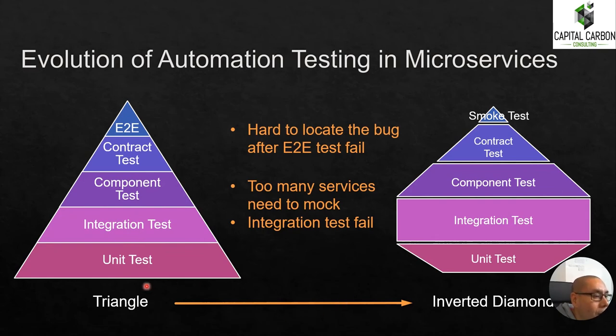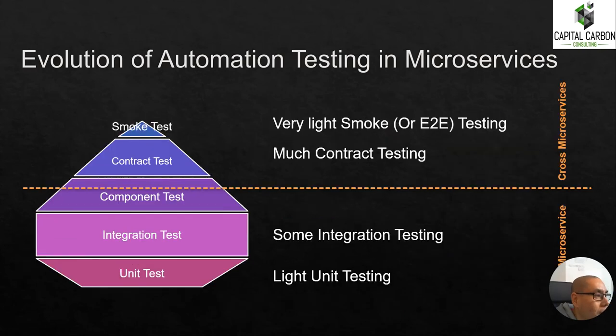So in the past, developers took a lot of time doing the unit test, and the testers spent a lot of time doing E2E tests. We changed the triangle into the inverted diamond. Let's see where the team effort is spent. Okay, the team spends time on the integration test and the component test. So in the past, developers spent a lot of time on the unit test, and now the team spends their time in integration and component.